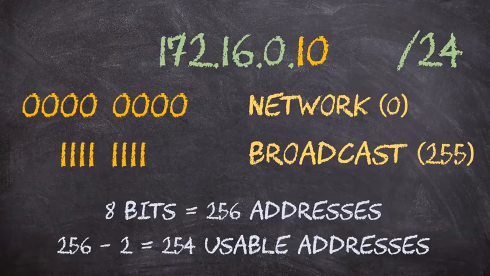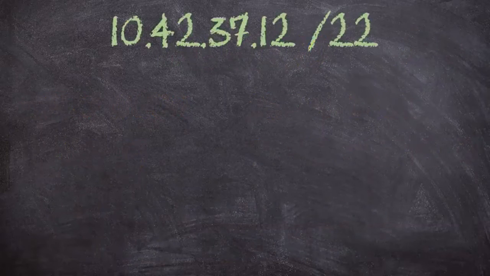Now that's not too hard to work out on a /24 network, but when VLSM enters the picture, it can get a little more complicated. Imagine that a device has an IP of 10.42.37.12/22. This is a much more complicated example. While you can sit down and work out all the different ones and zeros, there's another method that many people find easier, and it's called the magic number method.